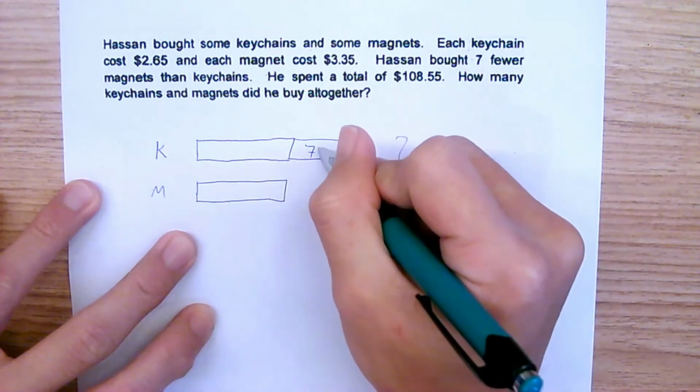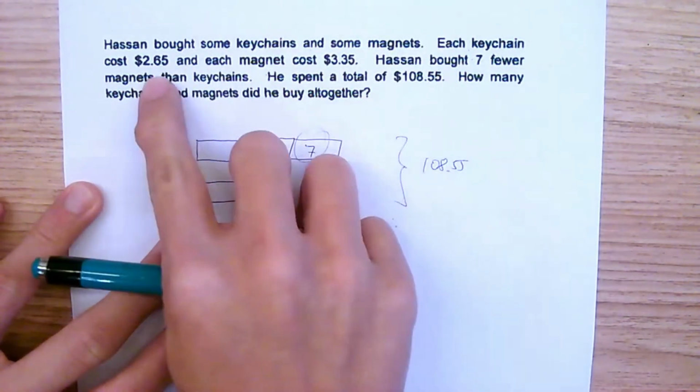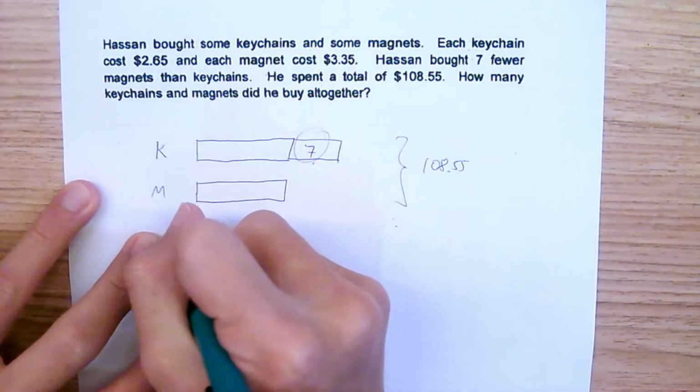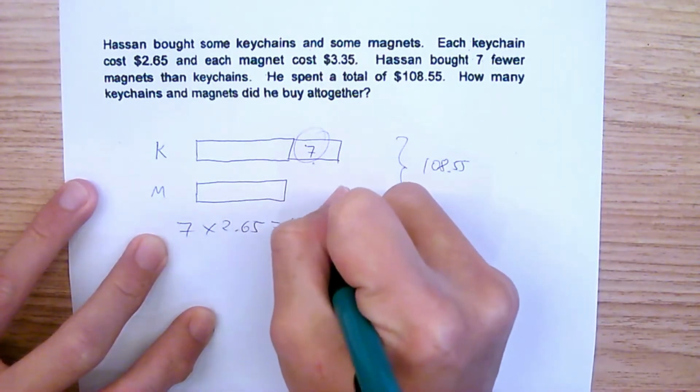Number 1, I need to find out these 7 additional keychains. How much is it? They told us that each keychain is $2.65, right? So I just take 7 multiplied by $2.65. So throw that inside the calculator, 7 multiplied by 2.65, and that will give me $18.55.